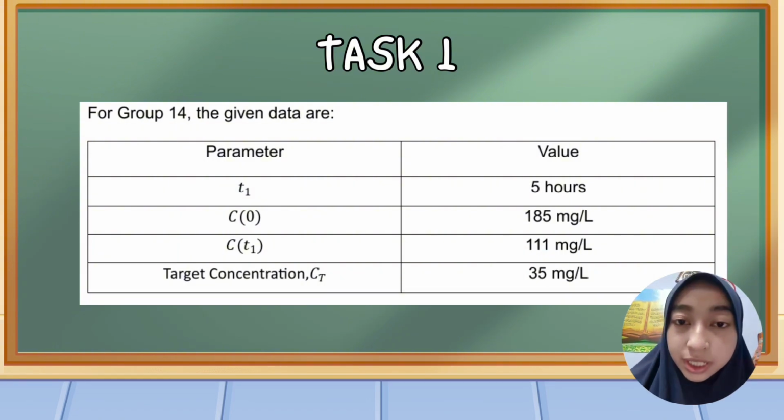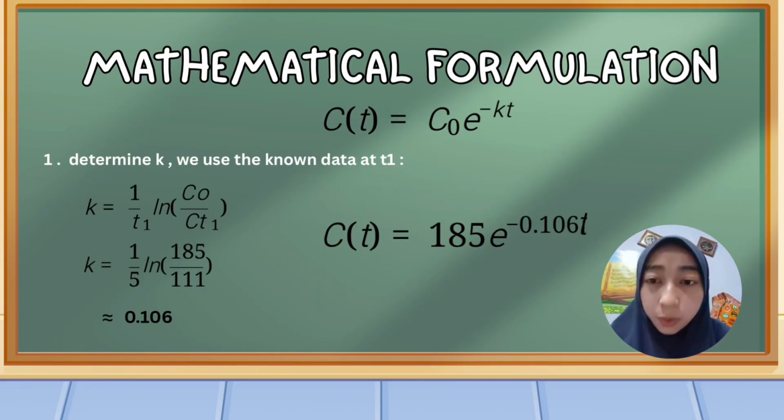So I'm going to present for Task 1, and the given data is from group 14, which is the initial concentration C0 equal to 185 milligram per liter. The concentration after 5 hours, Ct1, is equal to 111 milligram per liter, and the target concentration is 35 milligram per liter. So our objective is to determine the concentration function and estimate the time required to reach the target concentration.